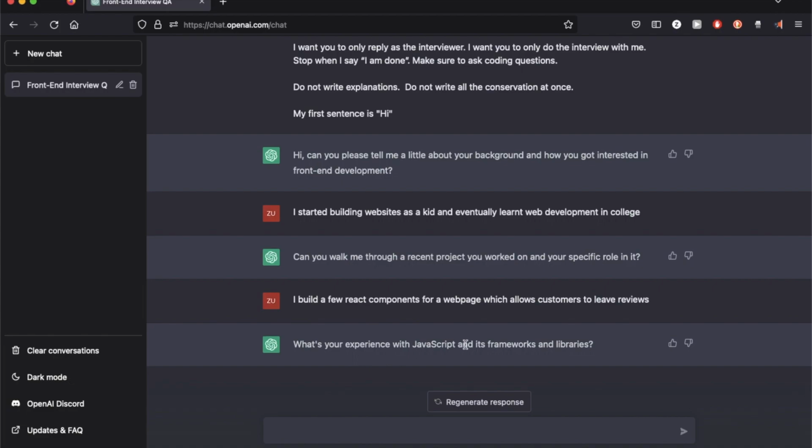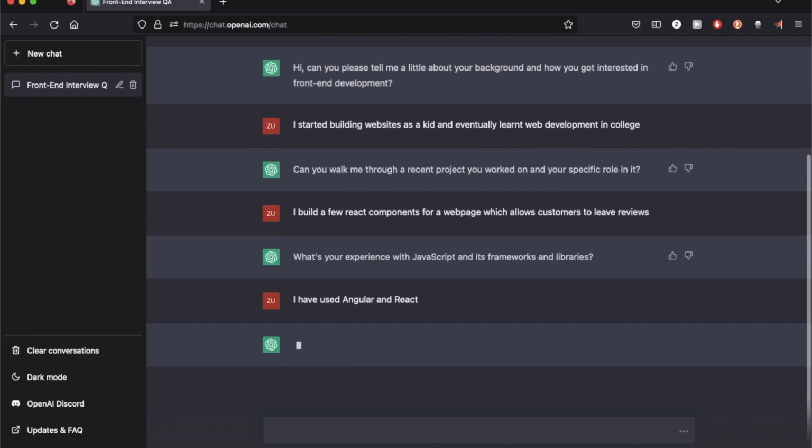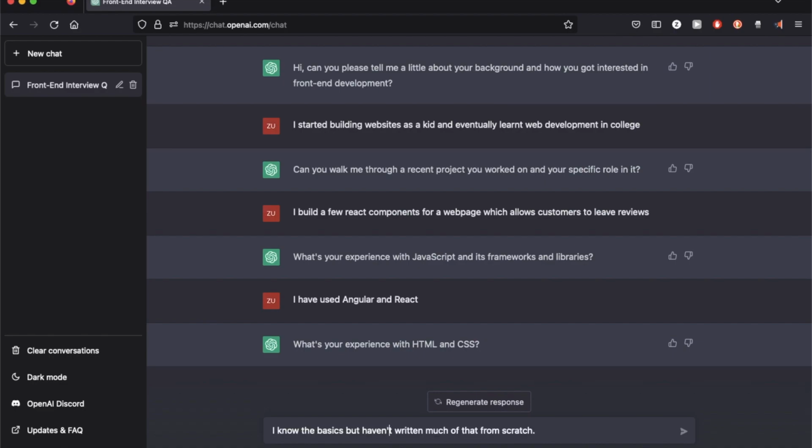The next question is what experience I have in JavaScript and its frameworks and libraries. I have used Angular and React. What's your experience with HTML, CSS? So I mentioned that I know the basics, but I haven't written much of that from scratch.